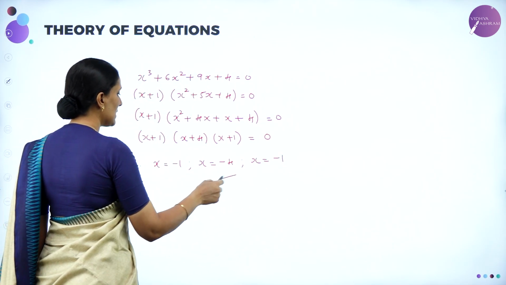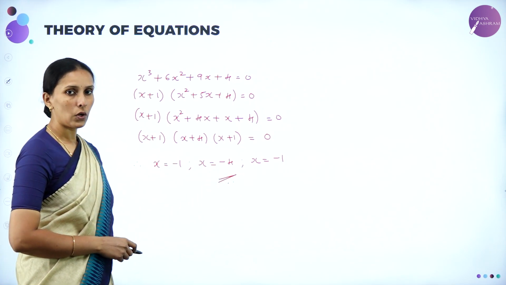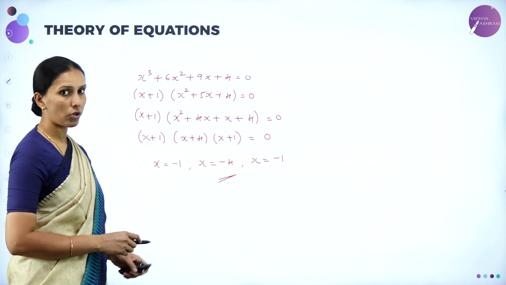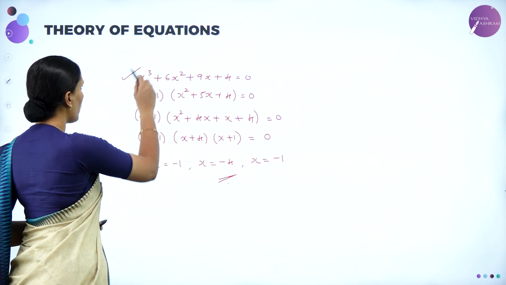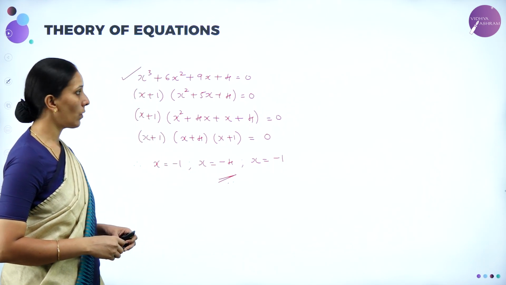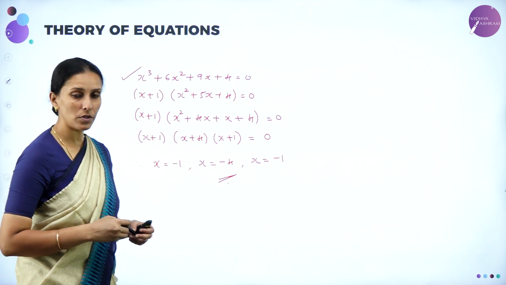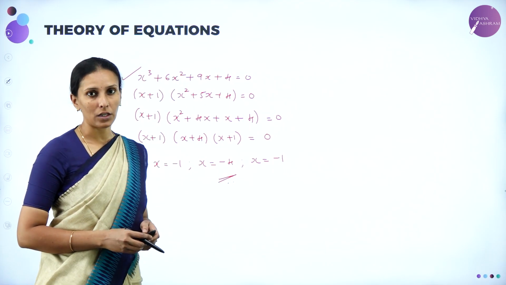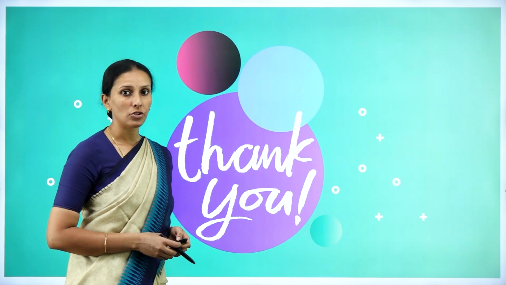So these three, that is minus 1, minus 4 and minus 1, are the roots of the given cubic equation x cube plus 6x square plus 9x plus 4 is equal to 0. Roots are nothing but the values which satisfy the given equation. So thus in this session we have found how to find the roots of a given cubic equation.